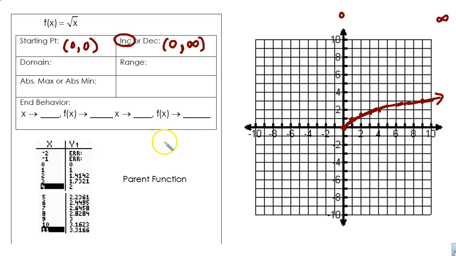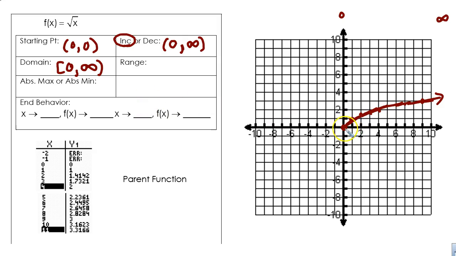The domain is not all real numbers, and this is the first function that we've looked at this year where the domain wasn't all real numbers. This domain has a starting or lowest x value of 0, and of course it increases forever to the right towards infinity. You'll notice that the domain and the interval of increase are the same, except we're going to put a bracket on the 0 for the domain because that point is included as part of the function. The square root of 0 is 0. 0, comma 0 is on this function. So we want to make sure we show that the 0 is included by putting brackets around it.